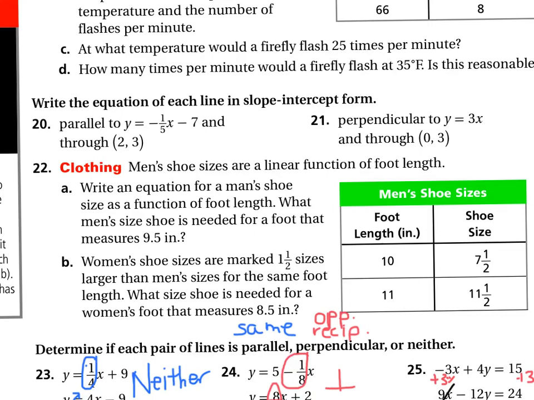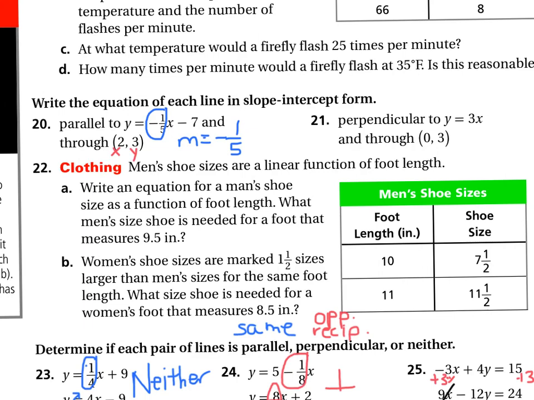My hint on number 20 is if your new line has to be parallel to this line, the slope you'll use will be the exact same, negative 1/5, and you'll use 2 and 3 to plug into the equation.